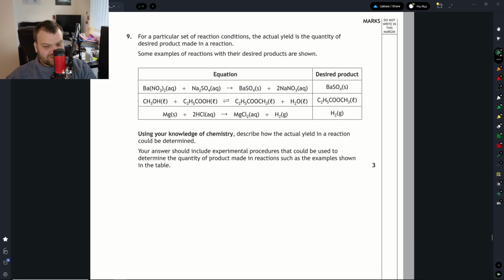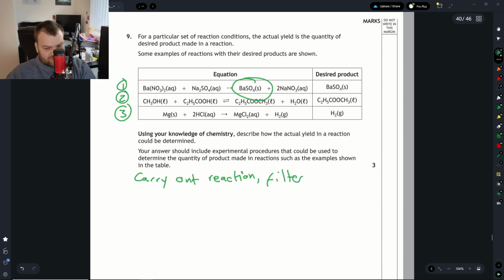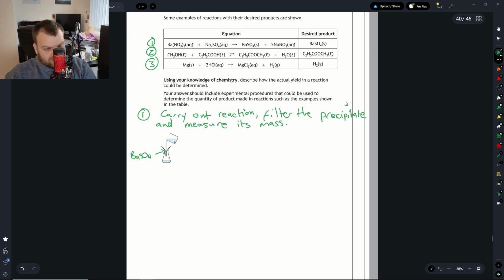In this question, we're asked to describe how we could get the actual yield of a reaction. If we look at the first experiment, we'll notice that they are making a solid. What we could then do is carry out the reaction, filter the precipitate and then measure out the mass. In the second one, we are making a mixture of liquids. So you'd carry out the experiment and then separate using distillation.